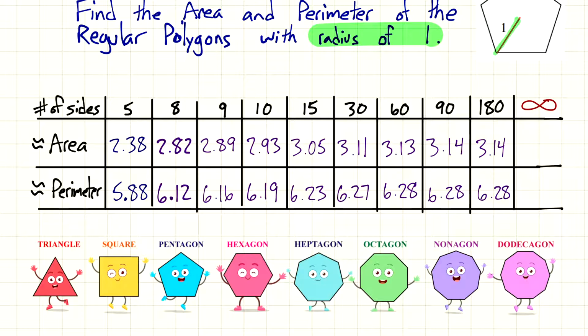So I wanted you to see it visually, and I also wanted you to see the area and perimeter of these shapes as well. All right, so if we calculate the area of the pentagon, assuming it has a radius of 1, we would get a value of approximately 2.38. And if we calculated the perimeter of that shape, it would be about 5.88.